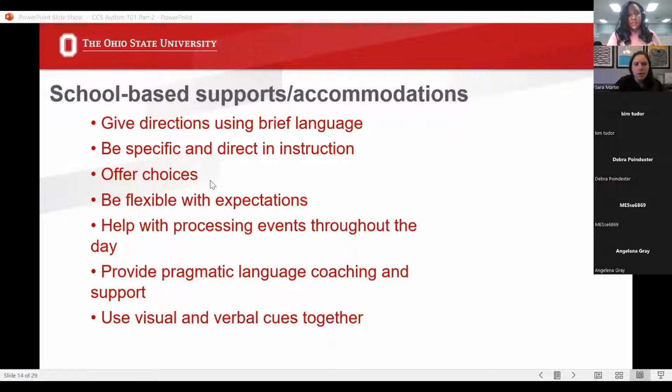I'm trying to keep up with the chat as much as possible, and I notice a lot of people talking about nonverbal students. So those visual cues would be key. But you always want to pair those with a verbal as well. So making sure you're pairing or using visual and verbal cues together.